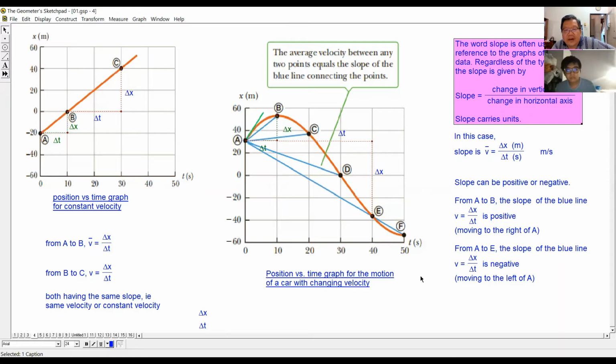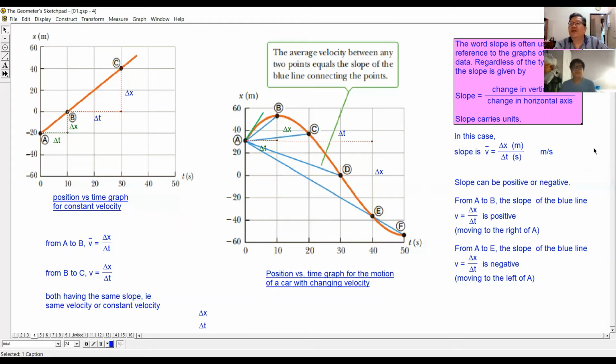Now, what is this graph? This graph is the position versus time graph for the motion of a car with changing velocity. Over here is constant velocity, over here is changing velocity. Now the velocity is changing all the time because it's a curve, but we are not going through point by point. We just want to know what is the average velocity from A to B, and it is given by the blue line.